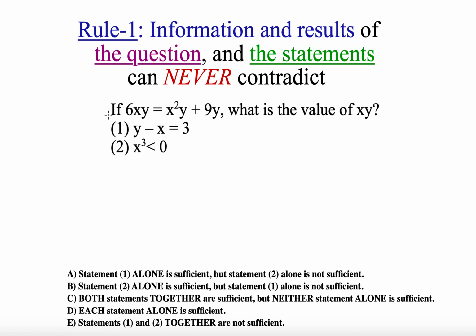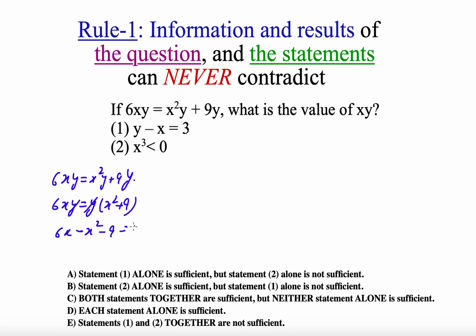So what happens is that many students, while solving this question, say 6xy is equal to x squared y plus 9y, and if you can find out what I'm doing and where I'm going wrong, I would really appreciate that. That means 6xy is equal to y taken common, x squared plus 9, which gives us 6x minus x squared plus 9 minus 9 equal to 0, which means x squared minus 6x plus 9 equal to 0.